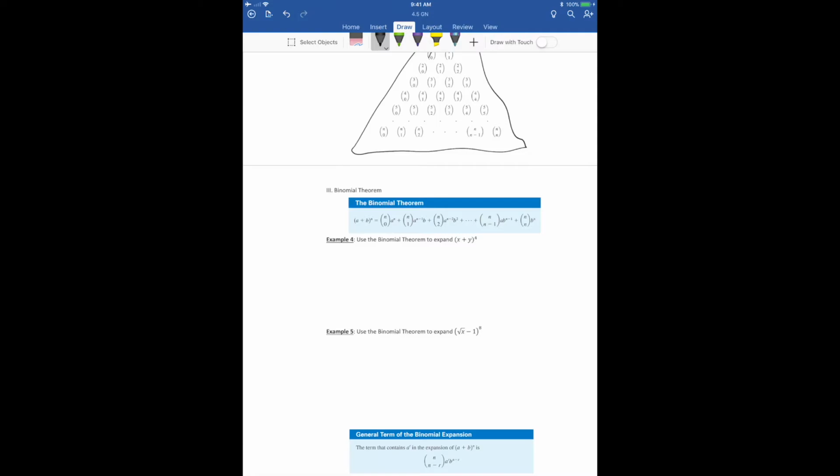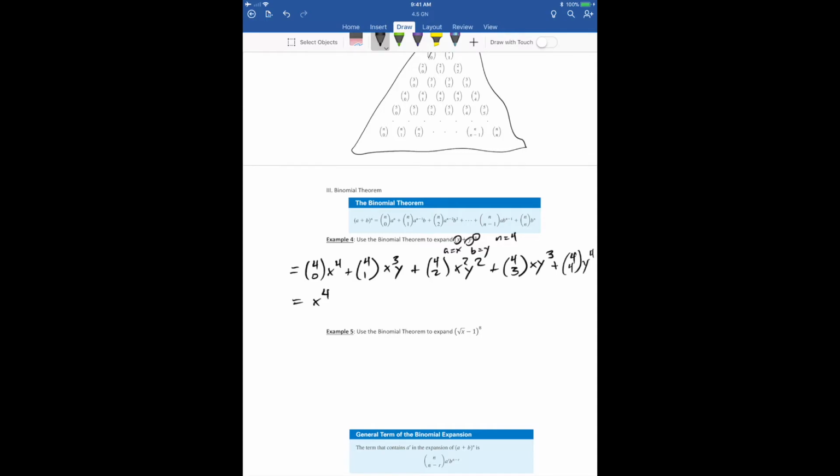So use the binomial theorem to expand x plus y to the 4th power. So remember, x is a, y is b. So this is, plug into your formula. N is 4. So 4 choose 0 times x to the 4th plus 4 choose 1, x cubed y plus 4 choose 2, x squared y squared plus 4 choose 3, xy cubed plus 4 choose 4, y to the 4th.